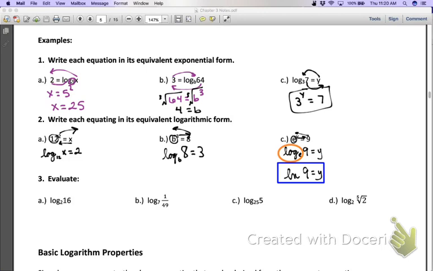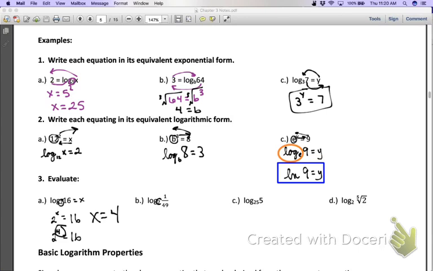So then when we evaluate, all we're trying to do, if we just make everything equal to x, we're trying to figure out, so there's my base, 2 to what power equals 16. So if you know 2 to the 4th is equal to 16, so my value, log base 2 of 16, x is equal to 4.